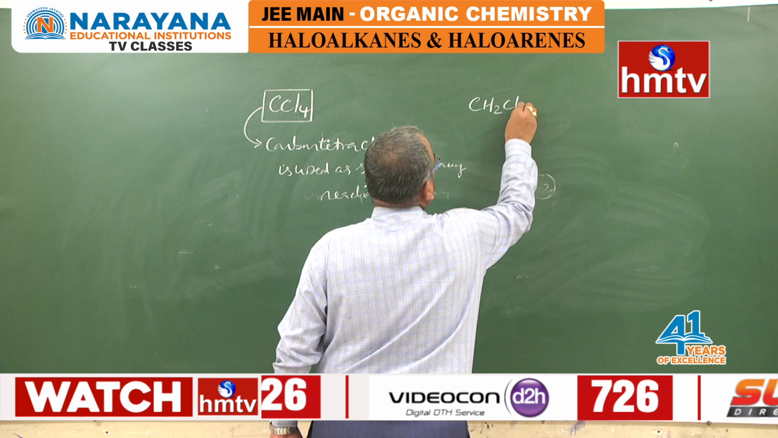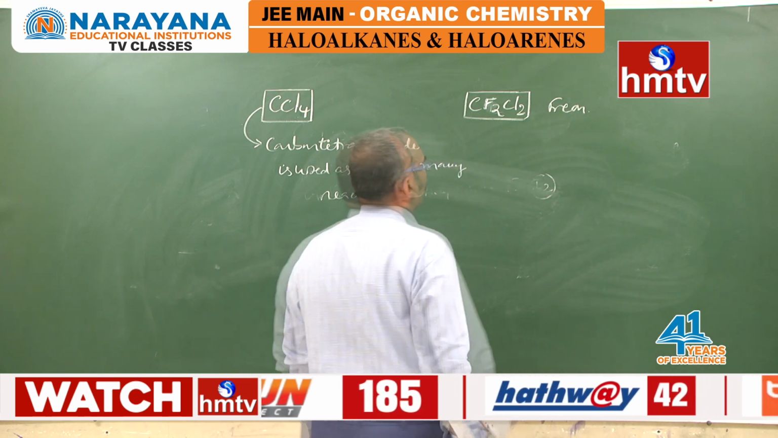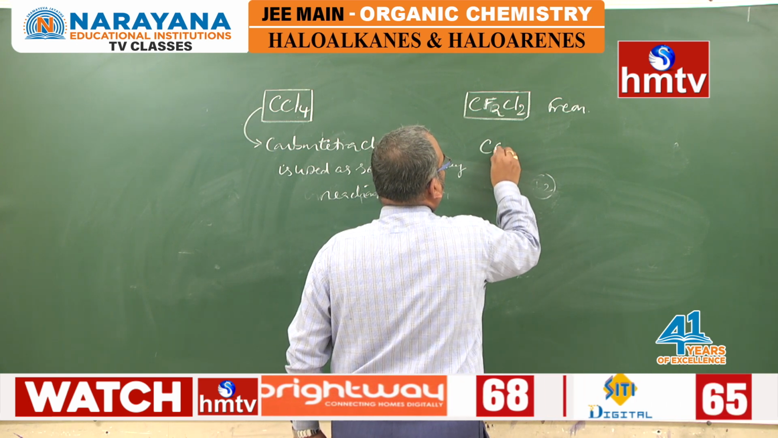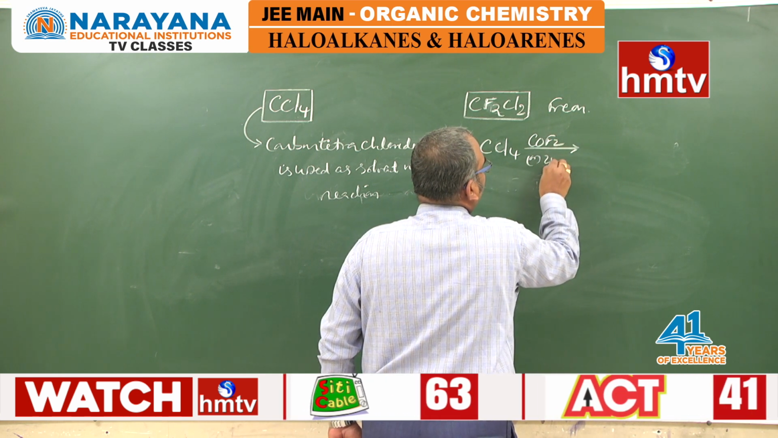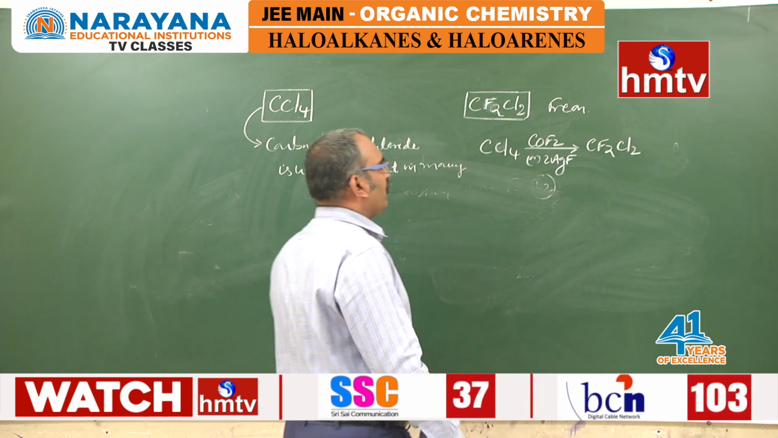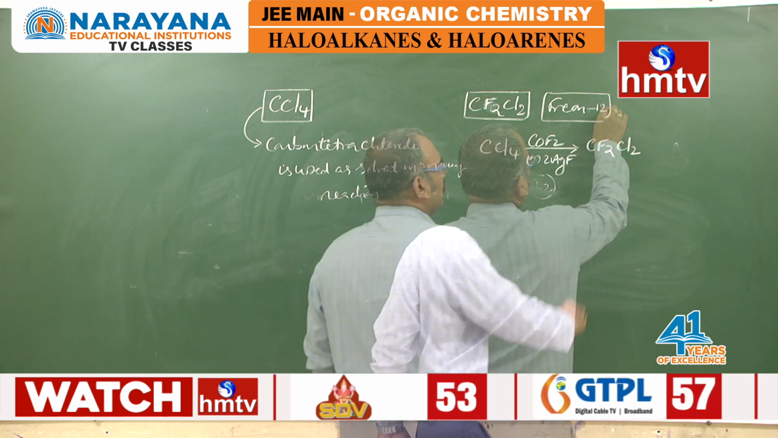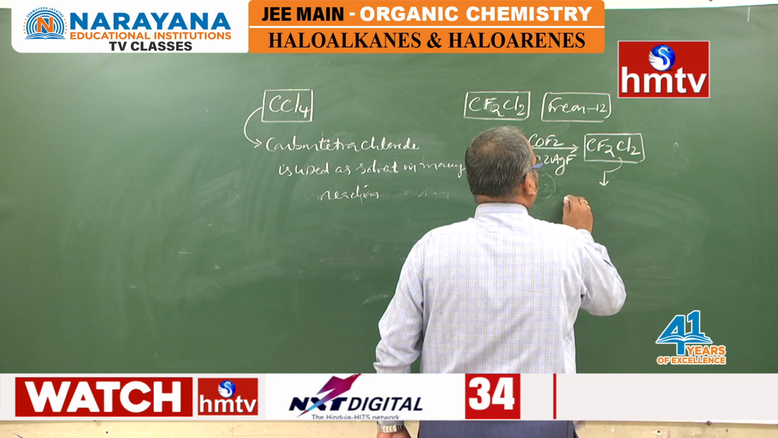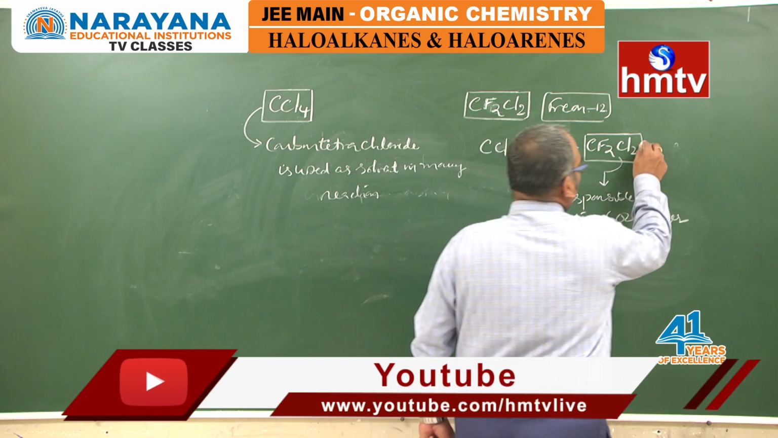The other one is CF2Cl2. This is called Freon. Dichlorodifluoromethane is prepared by reacting carbon tetrachloride through the Swarts reaction, with CoF2 or 2AgF, to give CF2Cl2, known as Freon or Freon 12. We know that when present in the stratosphere, it is responsible for depletion of the ozone layer. It is used as a refrigerant.